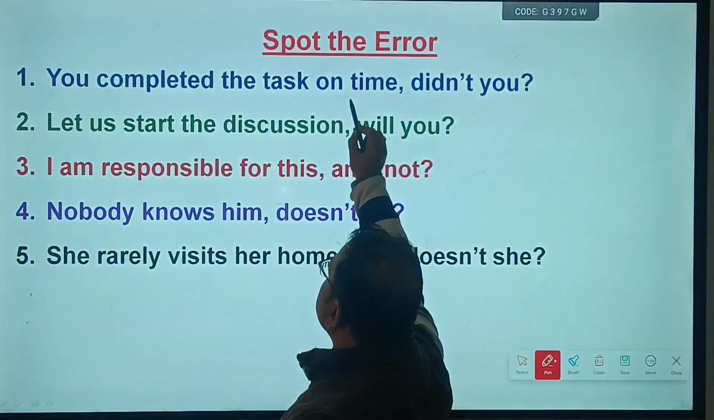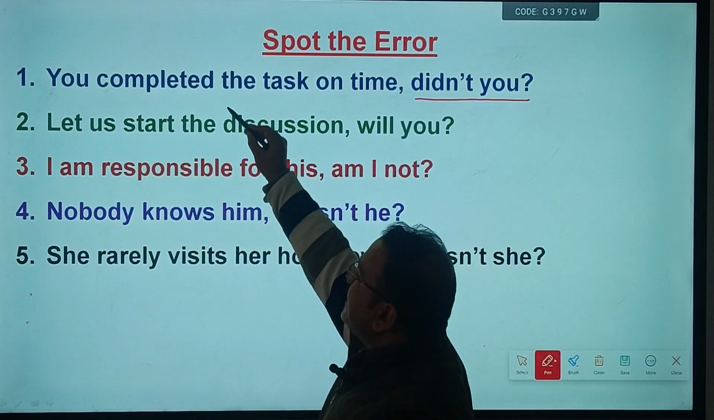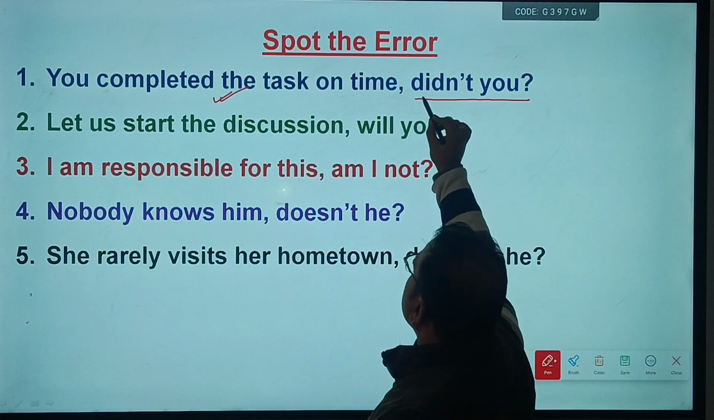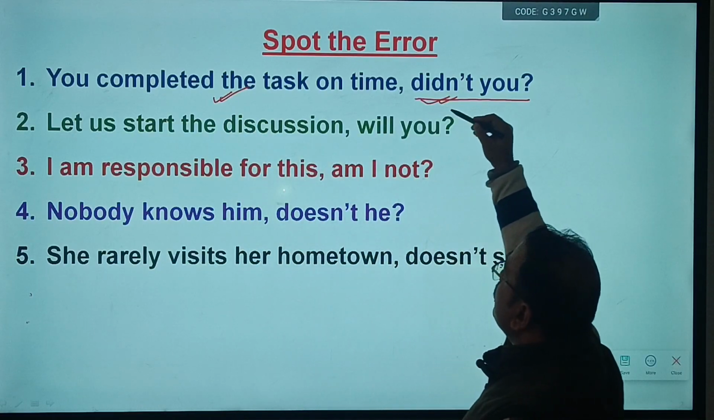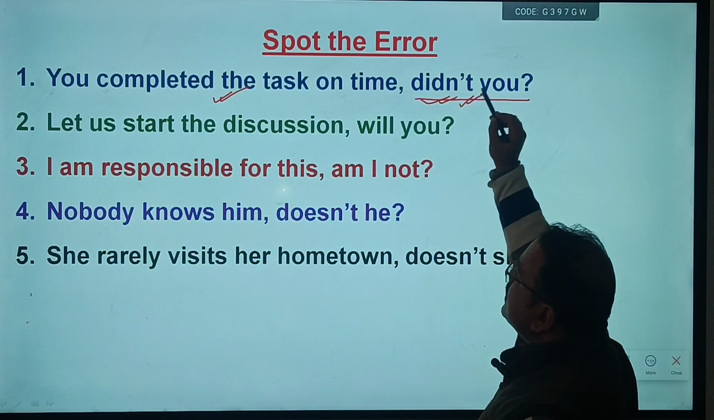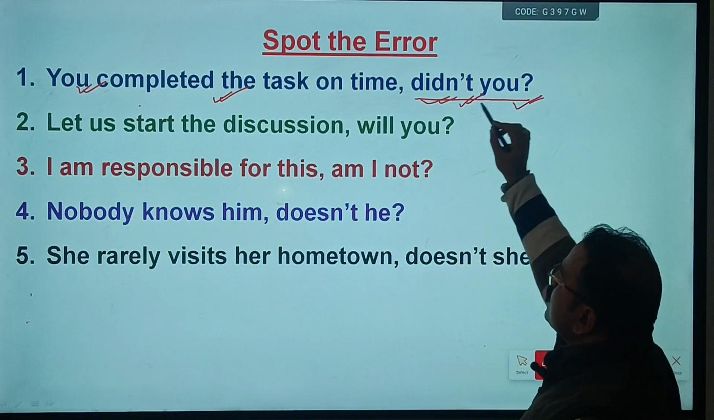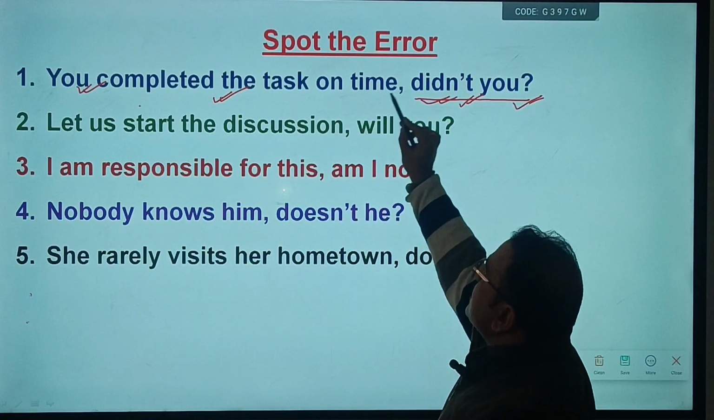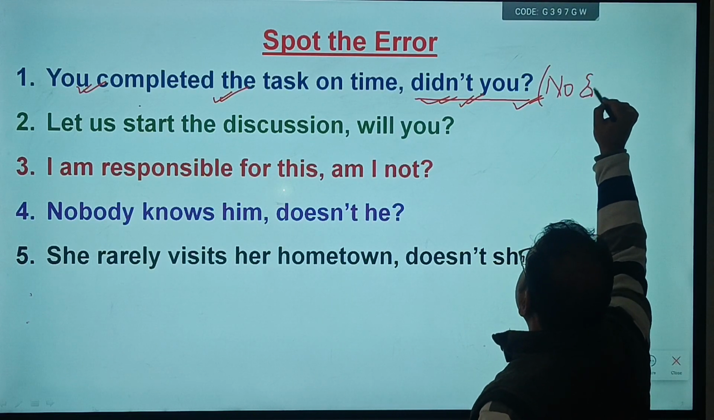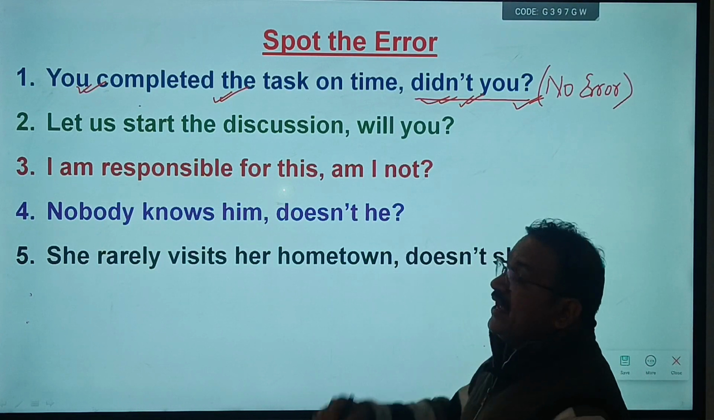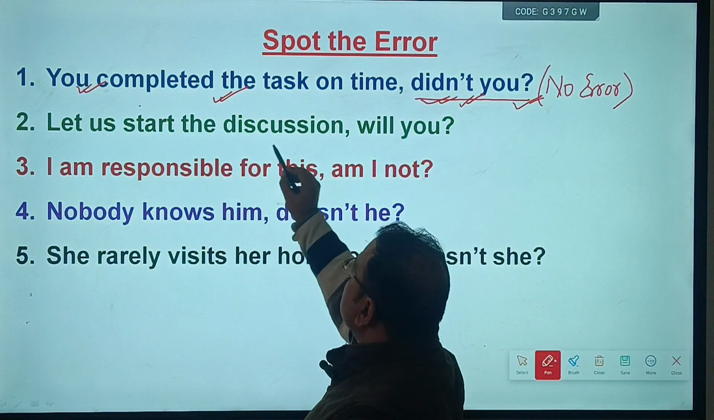You completed the task on time, didn't you? Okay, let us check. This is past simple, so did. What is the polarity? Positive. So the tag will be negative. Didn't. Now the pronoun subject is you, so you is correct. So, you completed the task on time, didn't you. We have no error. Just follow the rules.